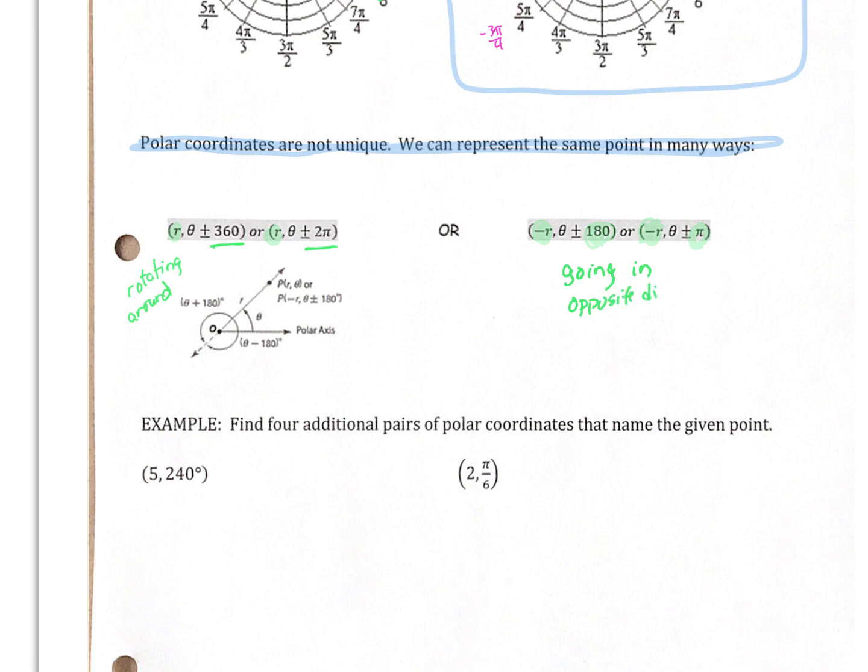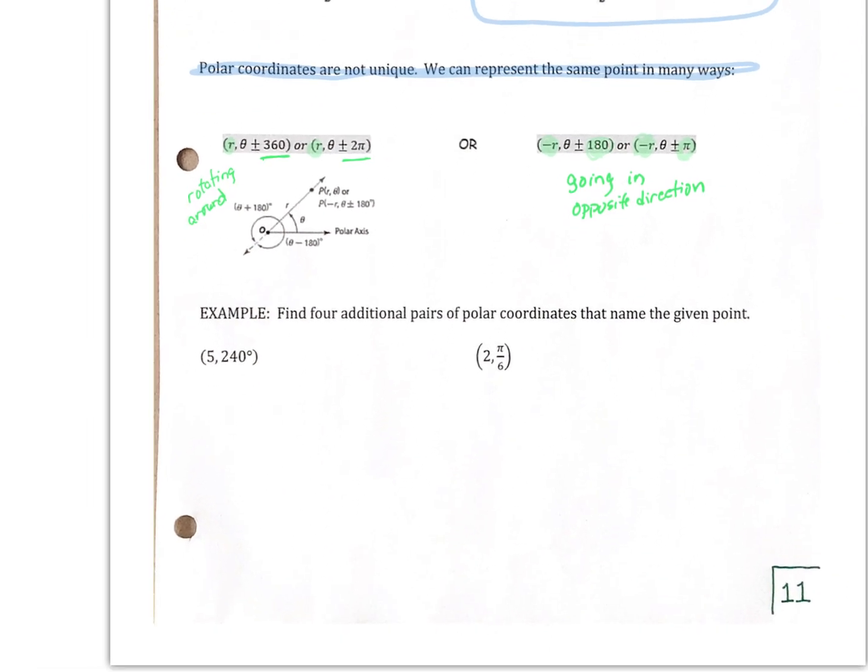Opposite direction. So let me show you how we use these formulas. If you notice this first example, it says find 4 additional pairs of polar coordinates that name the given point. We're given the R value and degree measures, so we're going to add or subtract 360 to get 2 of them.